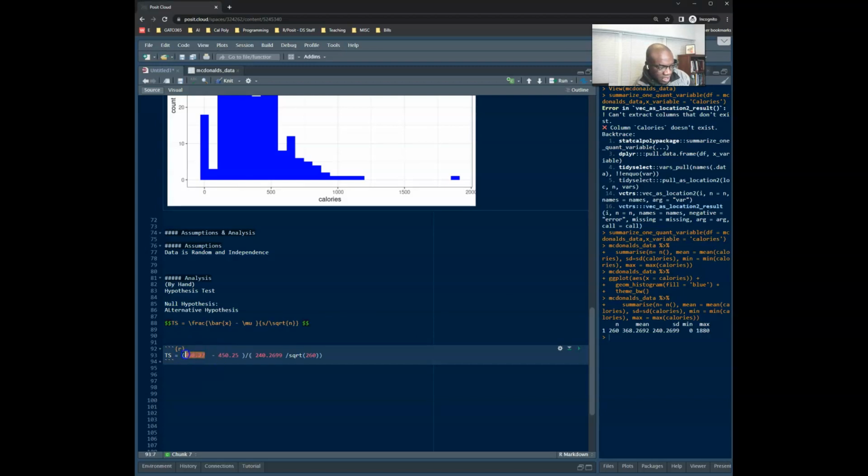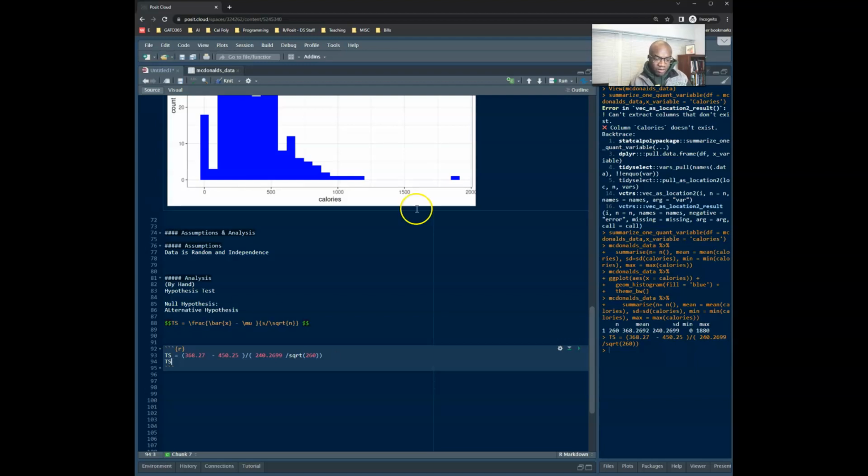It's 368.27. That's the sample mean, X bar. Our hypothesized value is 450.25. That's mu. Our standard deviation is 240.2699, and 260 is our sample size. And what's crazy here is the parentheses. Be careful. Be careful. Okay. And so we do that for our test statistic, and then we press TS down here.